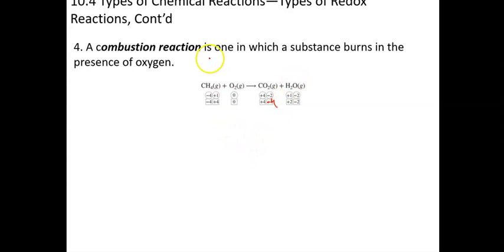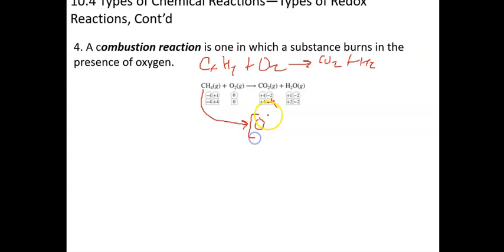Okay, so that's a combustion where you have some sort of hydrocarbon plus oxygen gives you CO2 and water, and your carbon is always the one that is being oxidized. All right, notice it loses electrons, -4 to a +4. And then your oxygen is the one that's being reduced in these, always. The hydrogen is not doing anything. Oxygen is going from 0 to a -2. So it's gaining electrons.